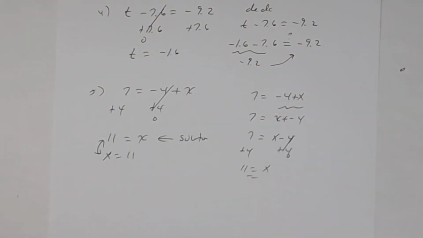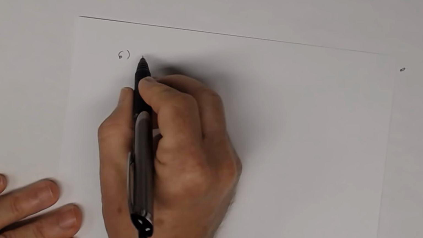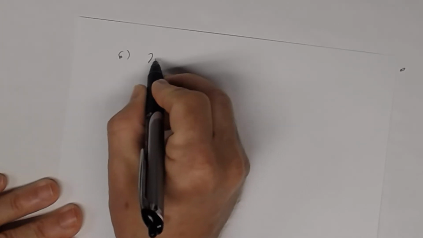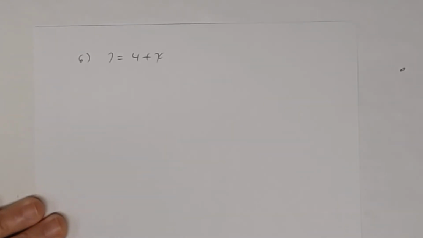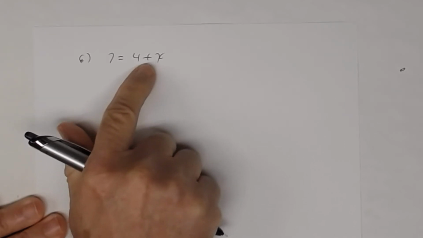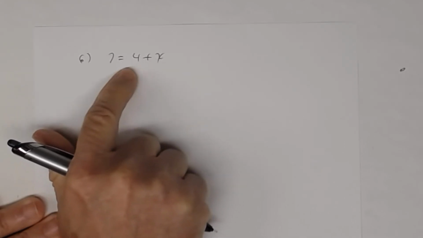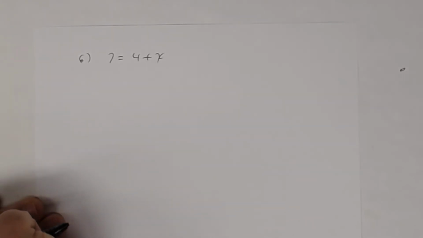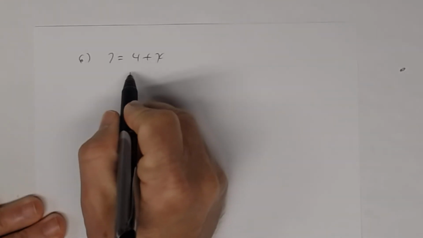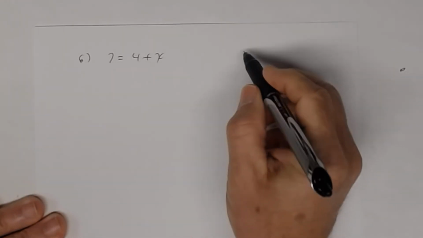Okay, let's look at number 6. We have 7 equals 4 plus x. That one's a little bit easier than number 5. So this time we have 7 equals 4 plus x. If you leave it like this, you're trying to get x by itself. So what would you do to both sides? Would you add 4 to both sides, or would you subtract 4? The question is, is adding 4 going to help you? Because mathematically that's correct. Let me go ahead and show you.